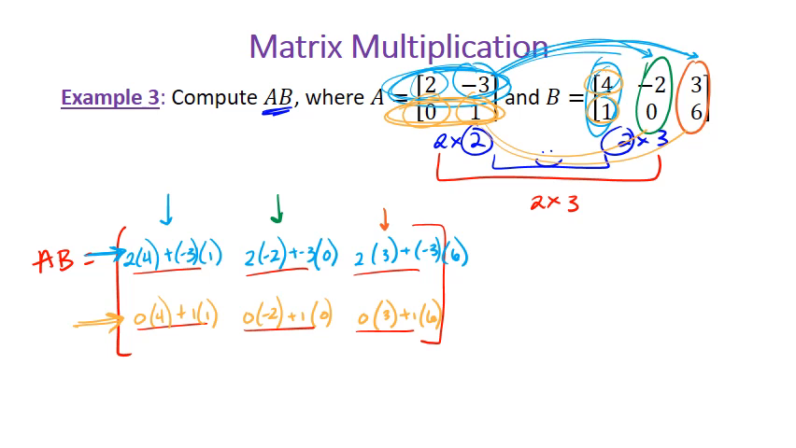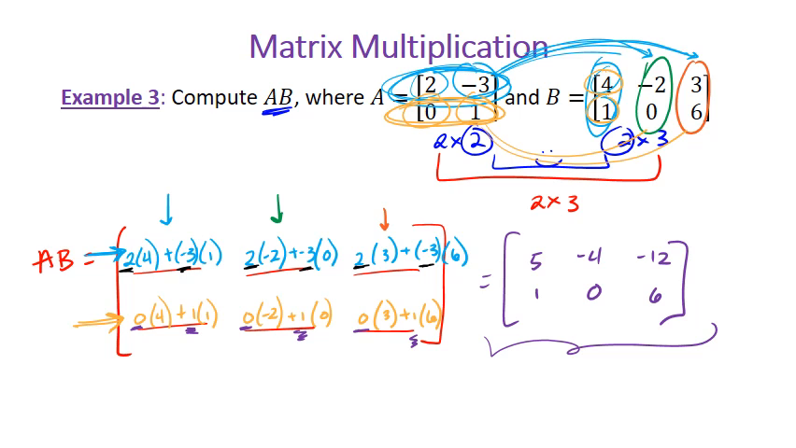Hopefully you notice some patterns here. 2, 2, 2. Negative 3, negative 3, negative 3. 0, 0, 0. 1, 1, 1. And then you just simplify that arithmetic there. So you get 5, 1, negative 4, 0, negative 12, 6. Which is the exact same answer that we got in the previous example using a different method.